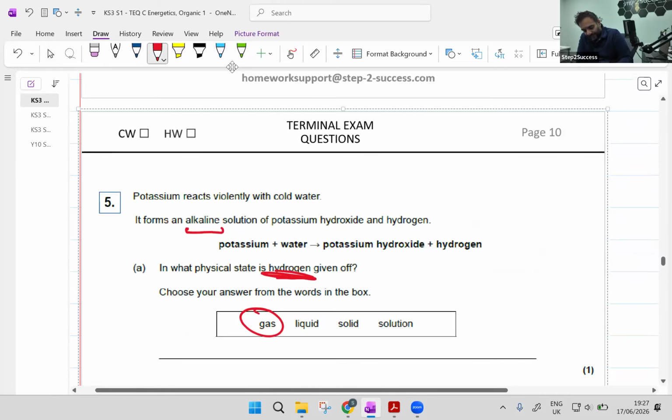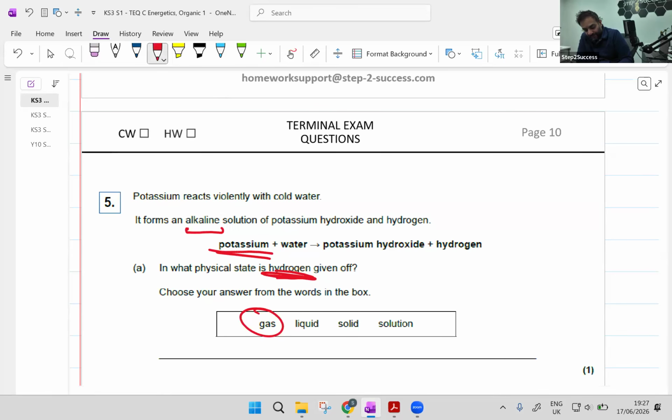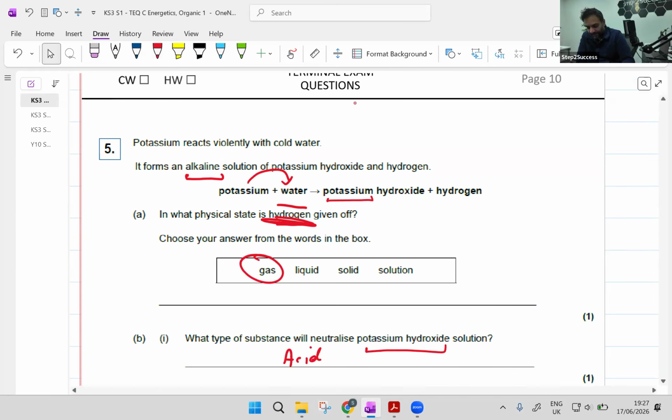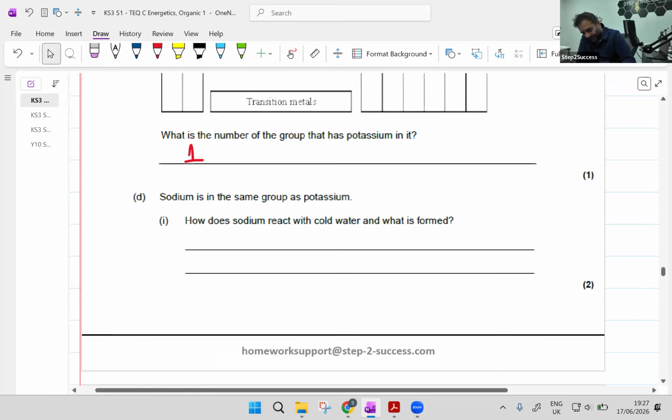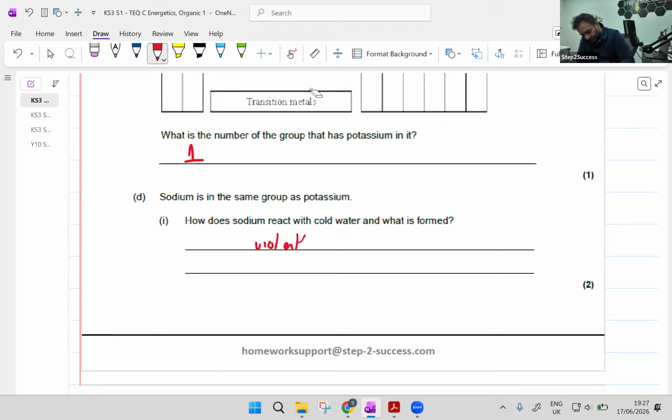Well, we learned what happens when potassium reacts with water. Now, because sodium's in the same group as potassium, it basically does the same thing. So it reacts violently with cold water, and this time it will make not potassium hydroxide, but sodium hydroxide and hydrogen. So violently, I'm going to put. And what is formed, I'm going to put sodium hydroxide and hydrogen. You're just using the previous information to work this out.